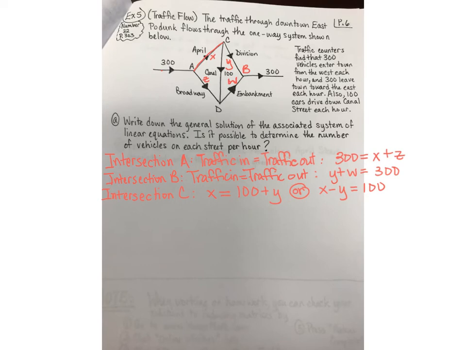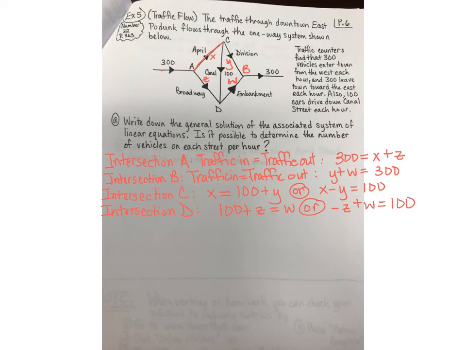Okay, and now intersection D, again, traffic in is traffic out. Okay, so at intersection D, we have traffic in is the same thing as traffic out. So you would have Z plus 100 is W. Okay, so we have 100 plus Z is equal to W, or putting all the variables on one side, you have negative Z plus W is equal to 100.